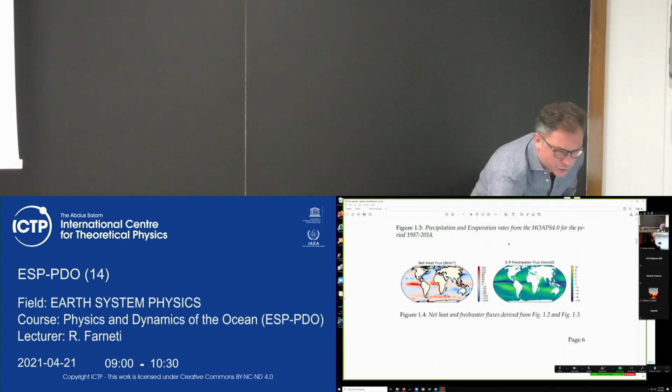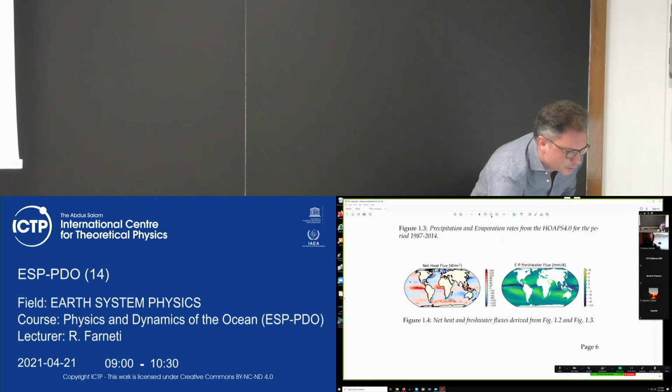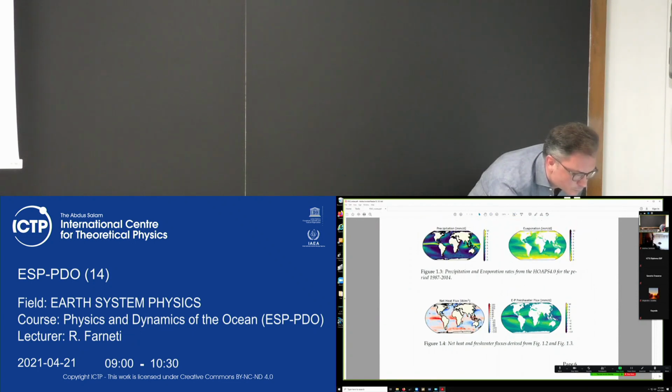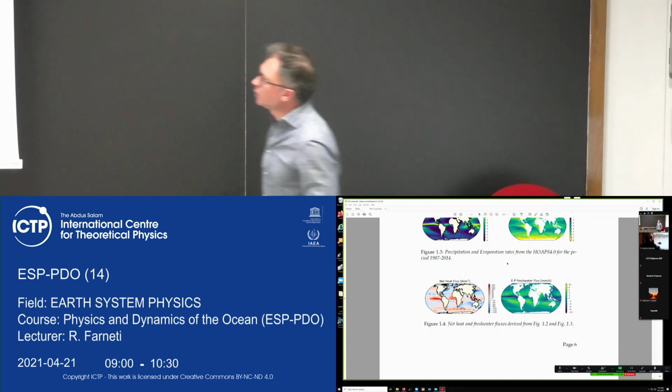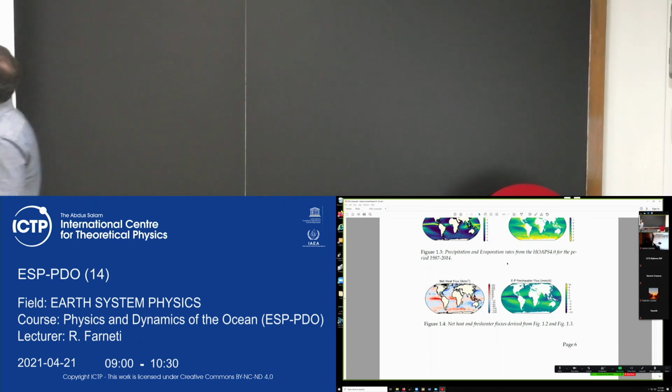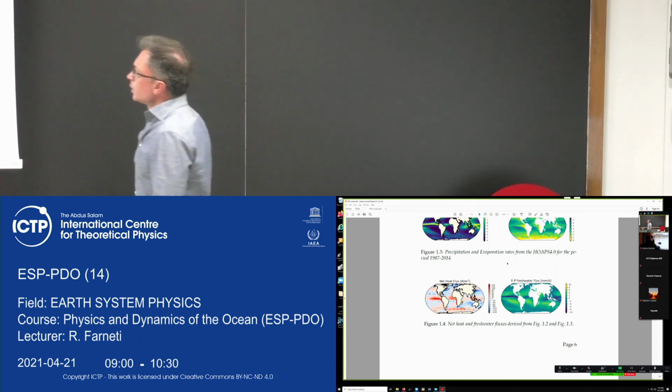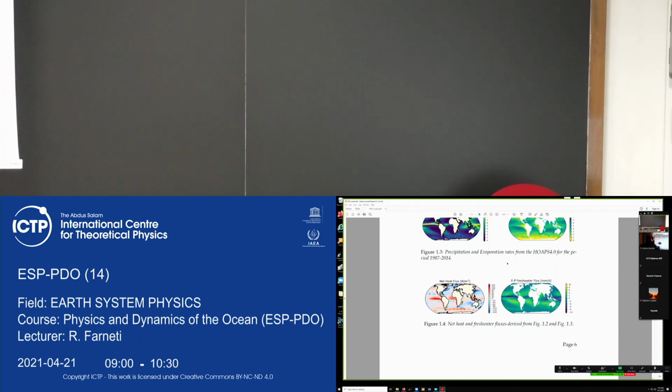Each ocean basin is not forced the same way because of geographical differences. If you look at heat flux, for example, clearly from the colors, the heat fluxes in the North Atlantic and the heat fluxes in the North Pacific are very different. That's mainly because of the extent of the Atlantic Ocean reaching farther north than the Pacific.